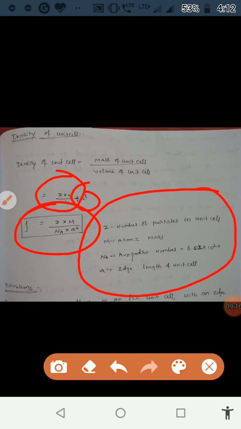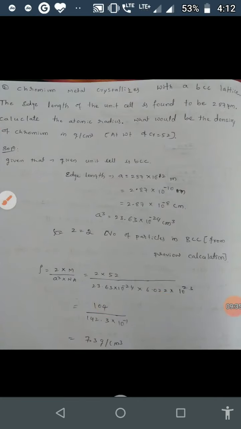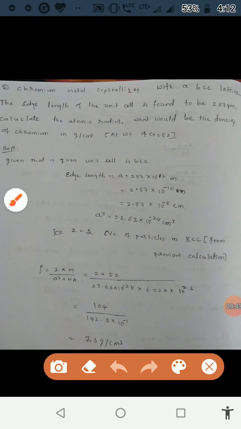Once again, I repeat the terms: Z is equal to the number of particles in the unit cell, M is the atomic mass or the molar mass of that substance, Na is Avogadro number of particles, a is the edge length of the unit cell. Next, we shall move on to a numerical on the density of the unit cell. Here the numerical is as shown here.